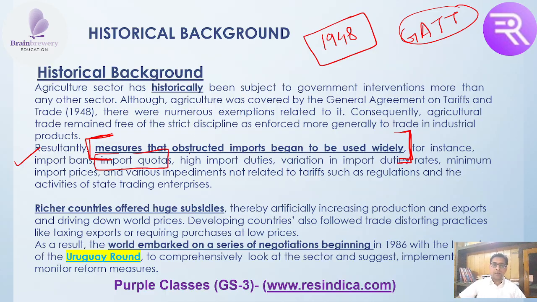Then if you cannot ban it, or if you cannot put a quota, then you increase import duty so that their product becomes costlier. Okay, and various types of duties are there, minimum import prices are there. So all these types of tactics are being utilized by the various countries.